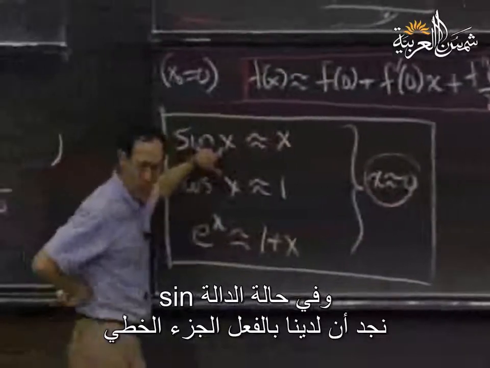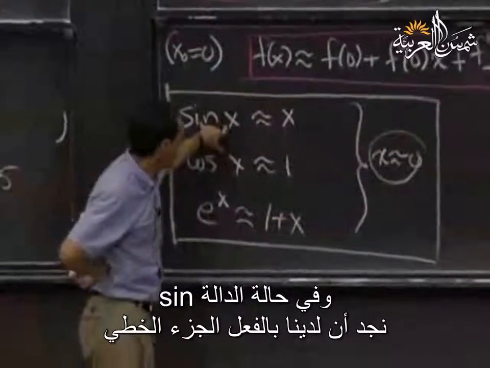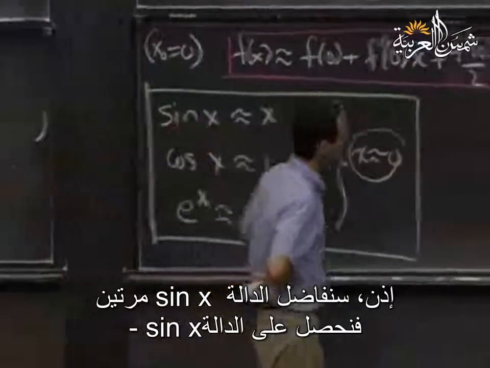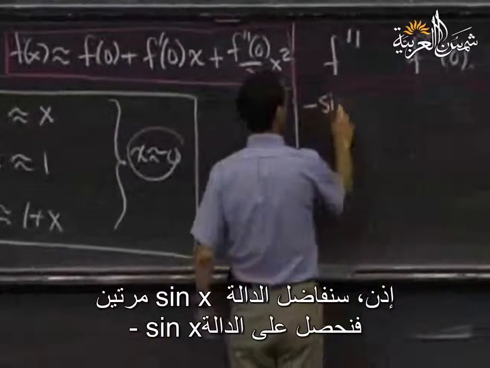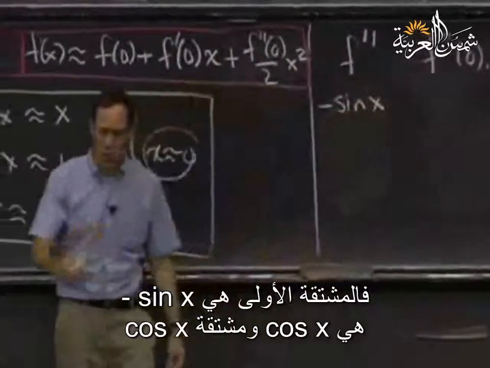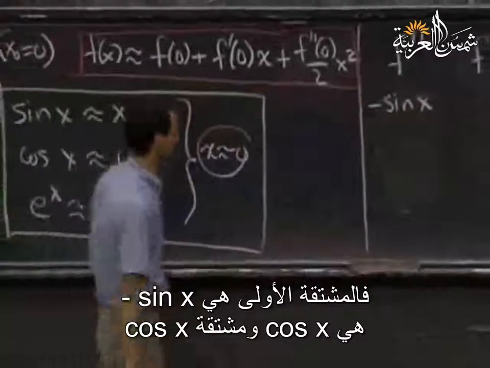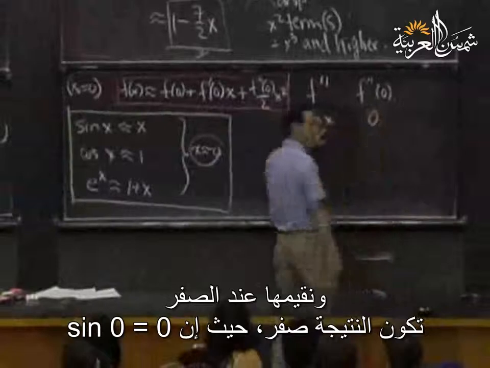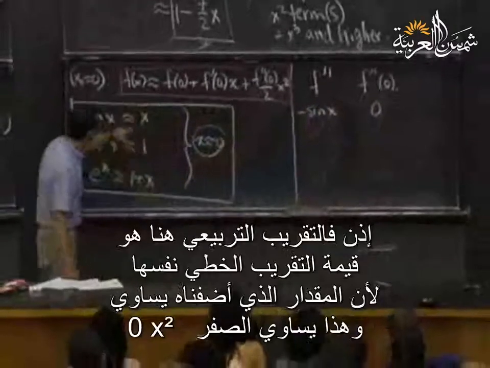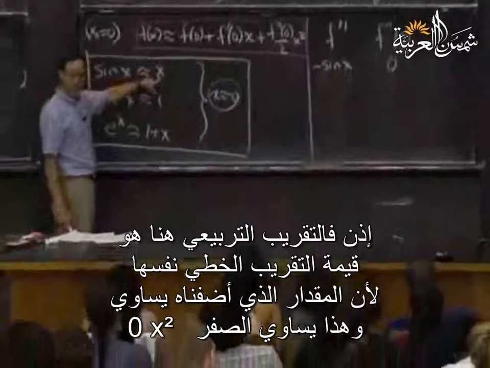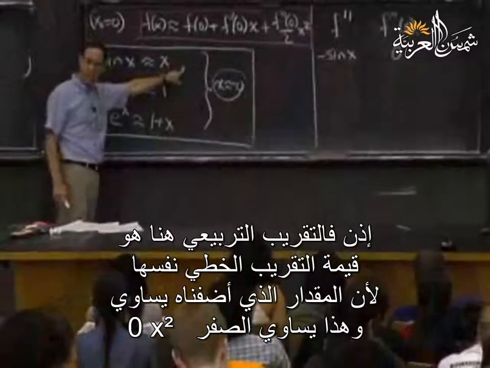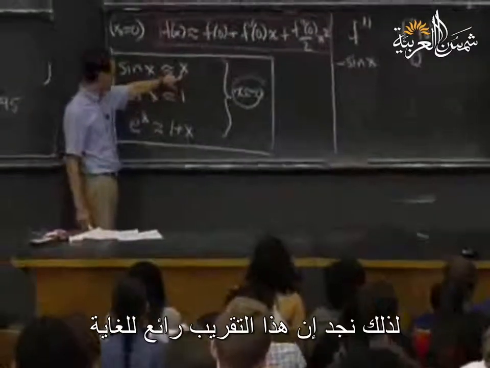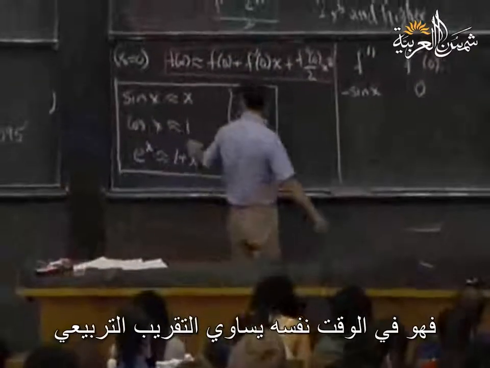So if I do it, for example, for the sine function, I already have the linear part. I need this last bit. So I differentiate the sine function twice, and I claim minus the sine function. The first derivative is the cosine, and the cosine derivative is the minus the sine. And when I evaluate it at 0, I get, lo and behold, 0. Sine of 0 is 0. So actually, the quadratic approximation is the same. It's 0 times x squared. There's no x squared term here. So that's why this is such a terrific approximation. It's also the quadratic approximation.